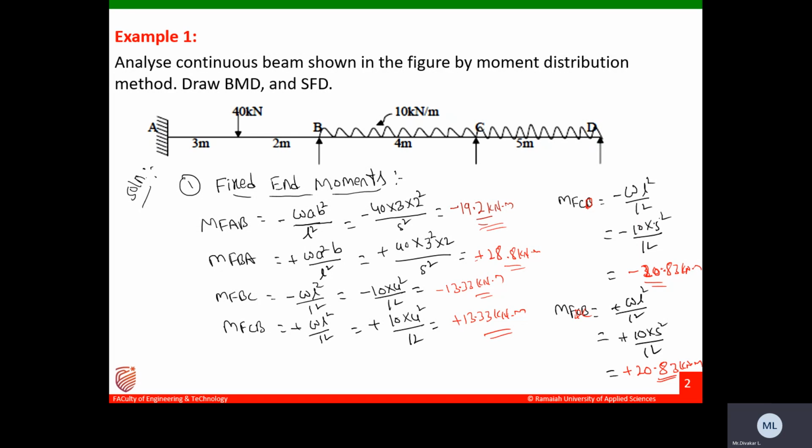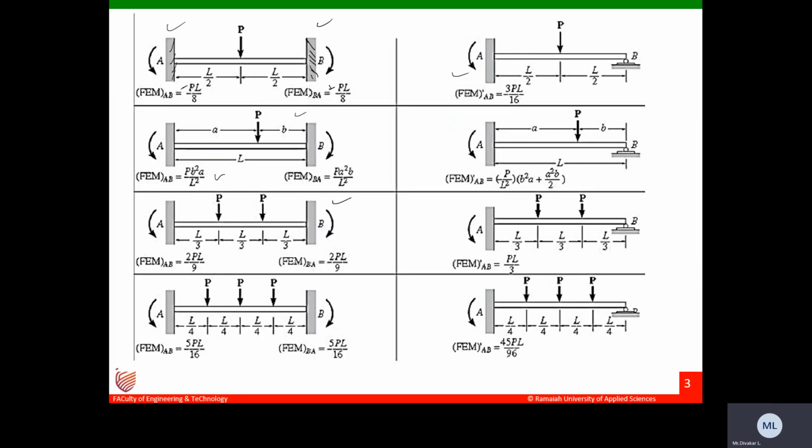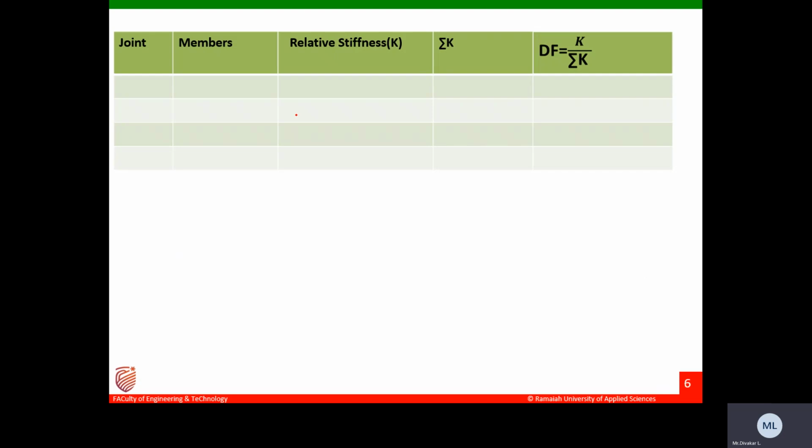Now this first step is to find out the fixed end moment. Our next step is to calculate the distribution factors. Use the notation DF. We need to calculate what the distribution factors will be for the given example.